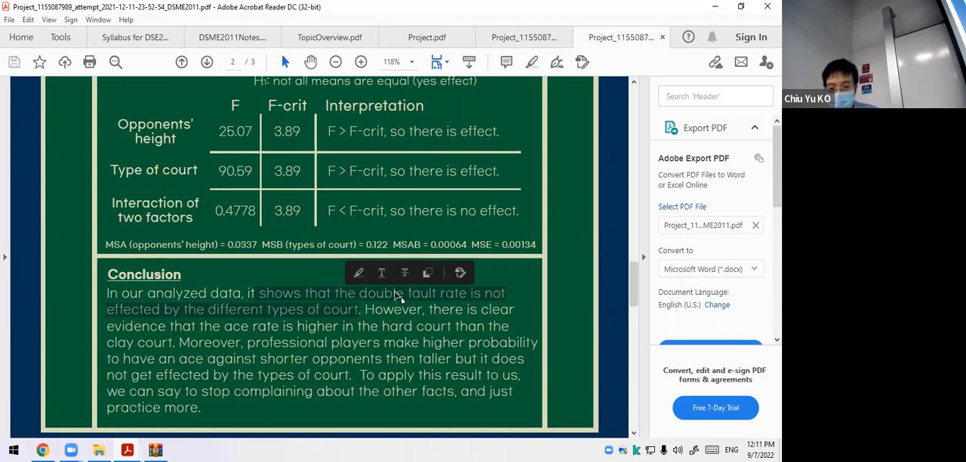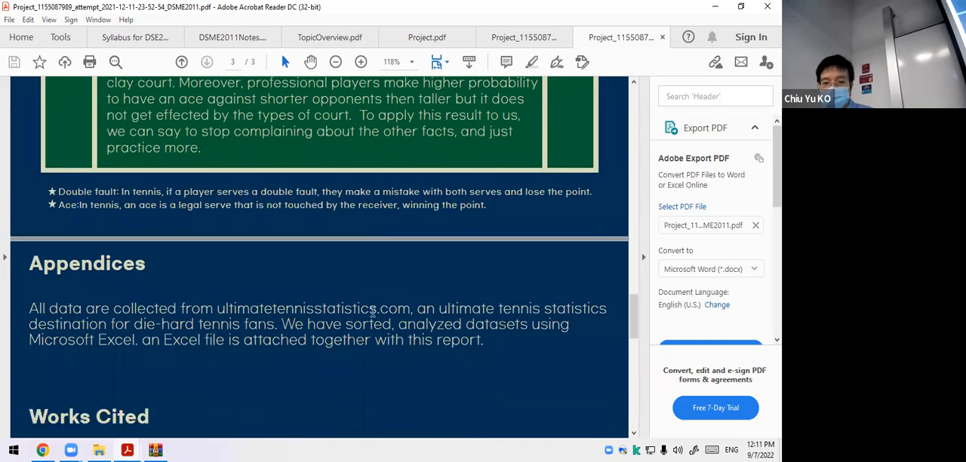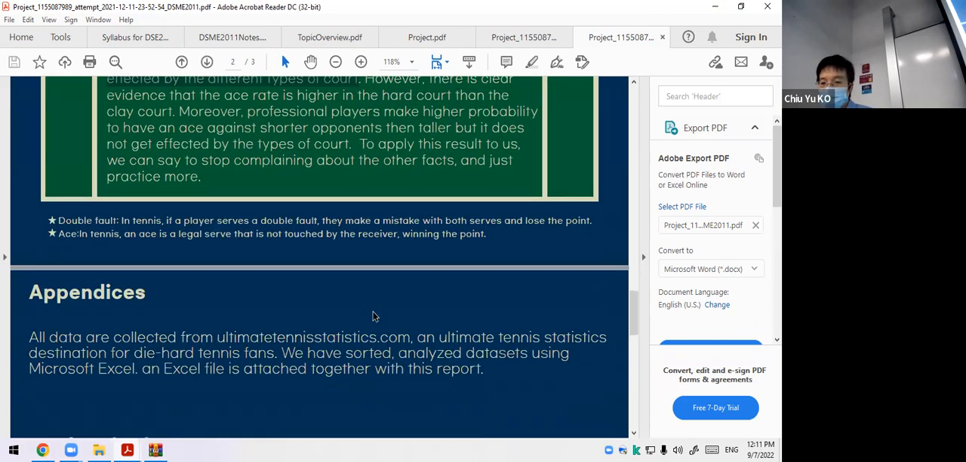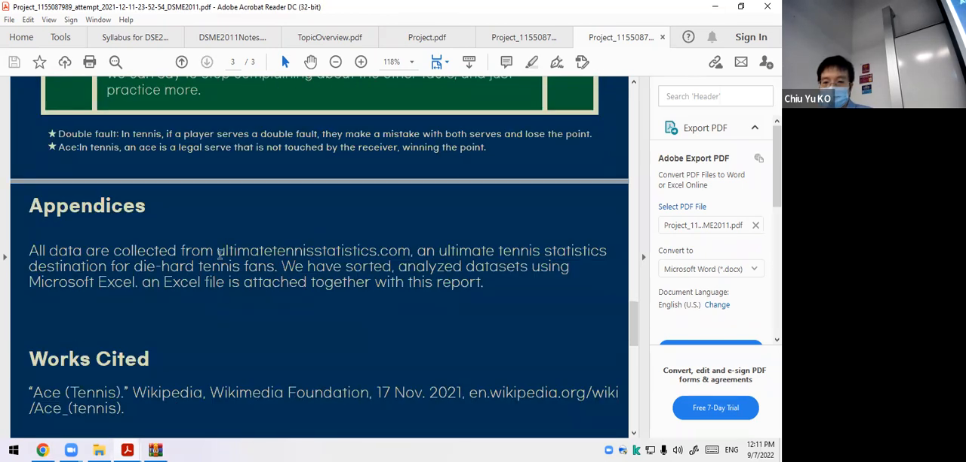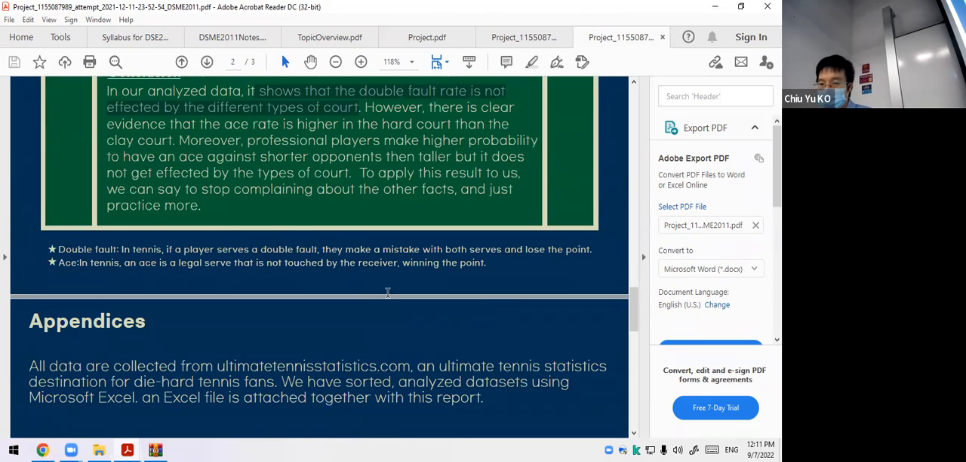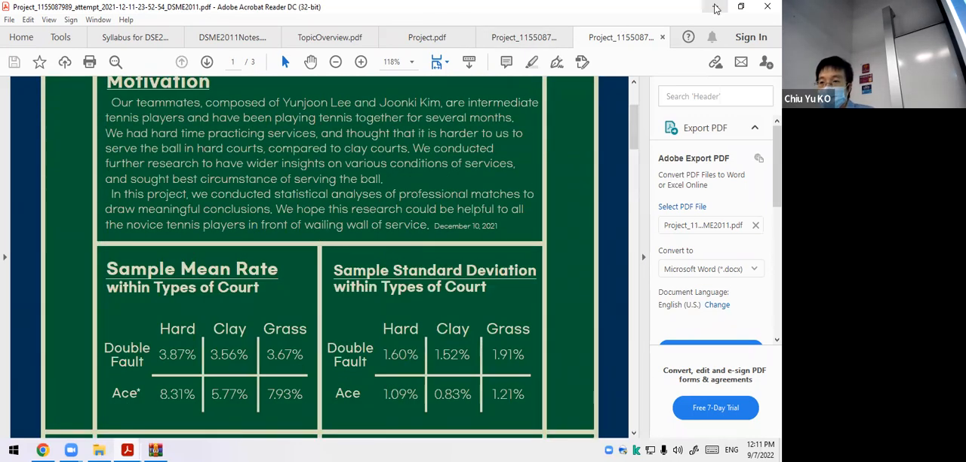Okay, so this is unrelated to business, but I think that is interesting. Okay, they look at the data and then collect data from, I don't know, ultimate tennis statistics. Okay, and do it in Excel. So I think it's rather interesting. And let me go to the other one.